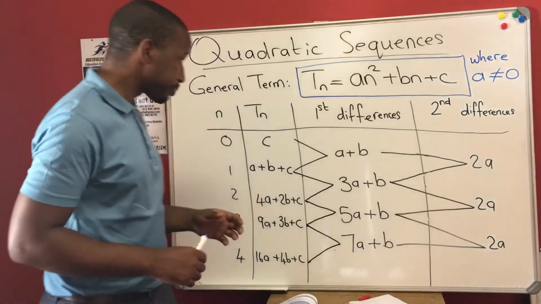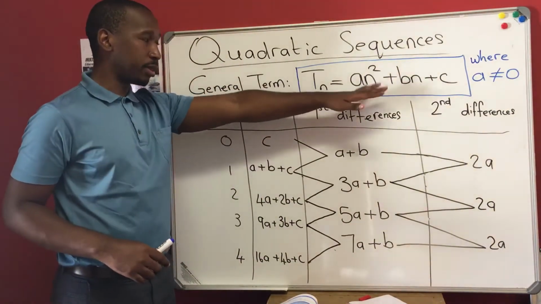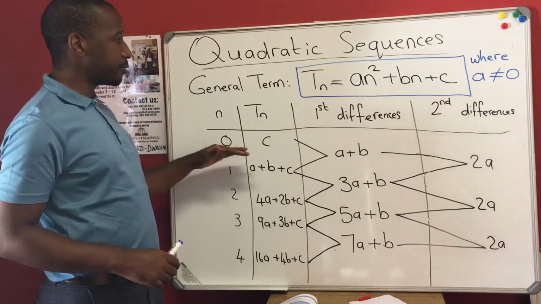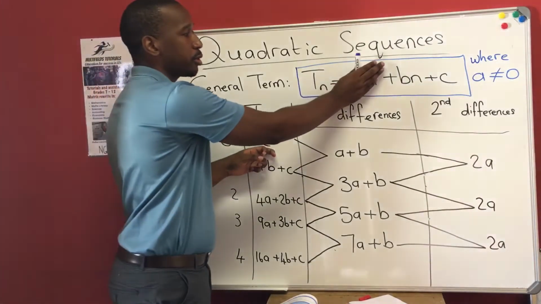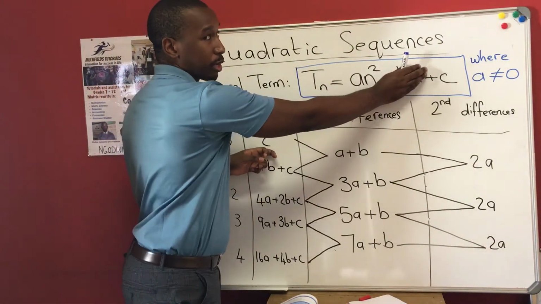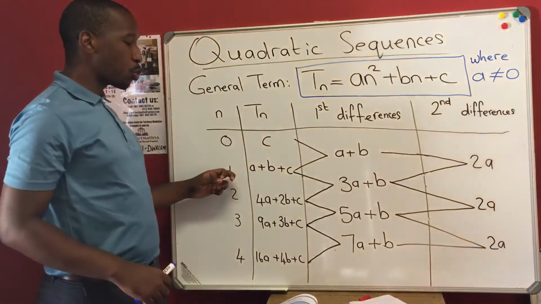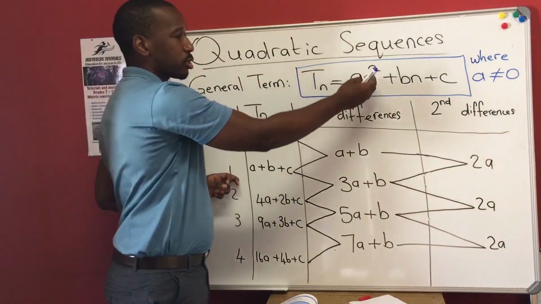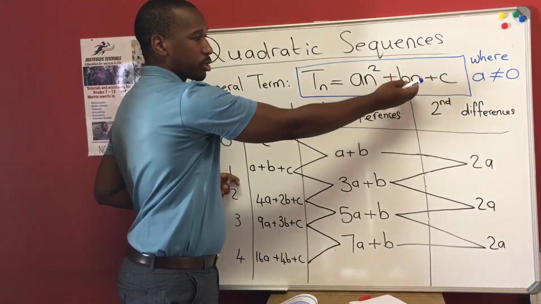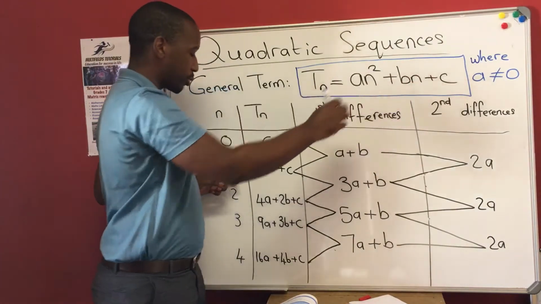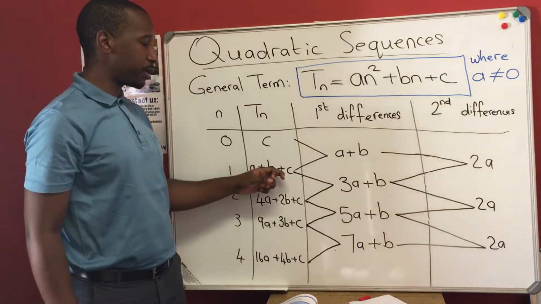So firstly, when n is 0 in this sequence here, we will have only c, because this term will go away and this term will go away. So only c will be left. Secondly, when n is 1, then this is 1, so we just have a. This is also 1, so we have b. Then c is c, so we will only have a plus b plus c.